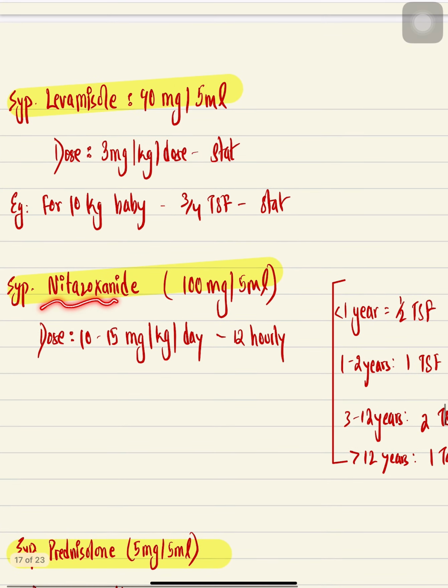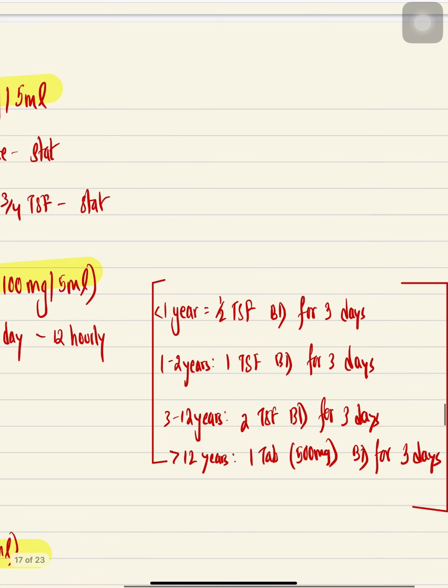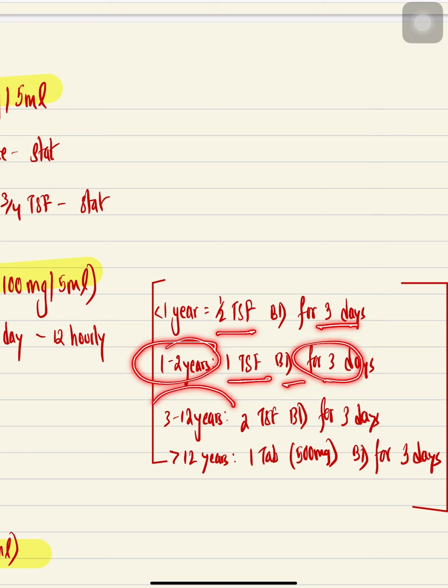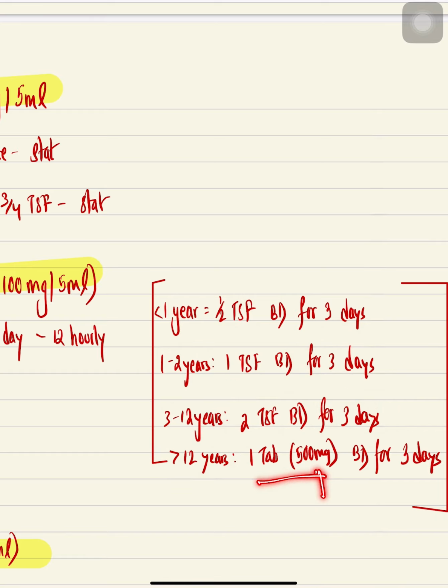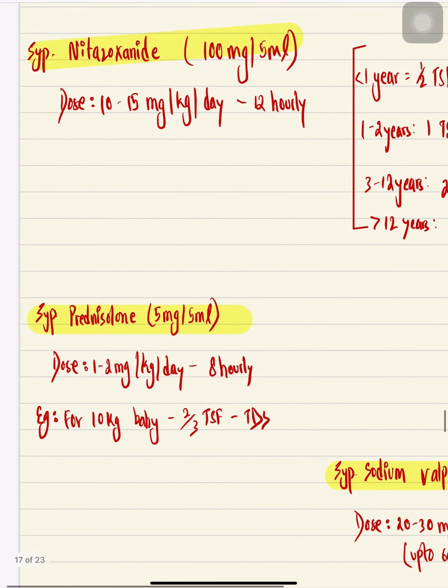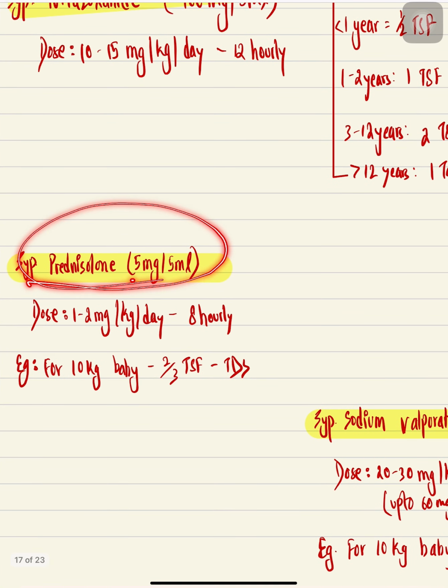Syrup nitazoxanide 100 mg over 5 ml. Dose is 10 to 15 mg per kg per day, 12 hourly. If less than 1 year, half TSF for 3 days. If 1 to 2 years, 1 TSF BD for 3 days. 3 to 12 years, 2 TSF BD for 3 days. More than 12 years, 1 tab 500 mg BD for 3 days. Syrup prednisolone 5 mg over 5 ml.